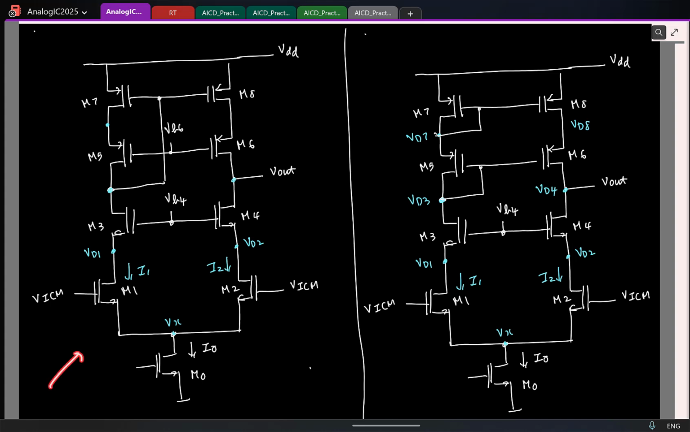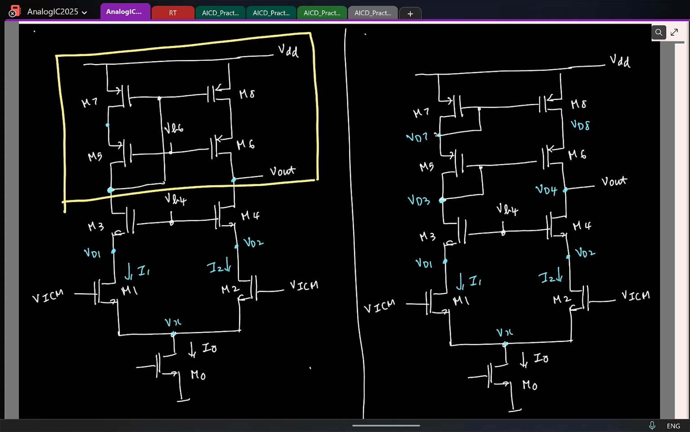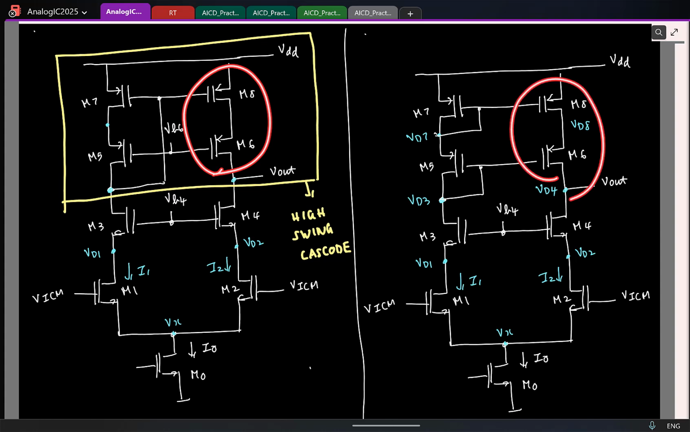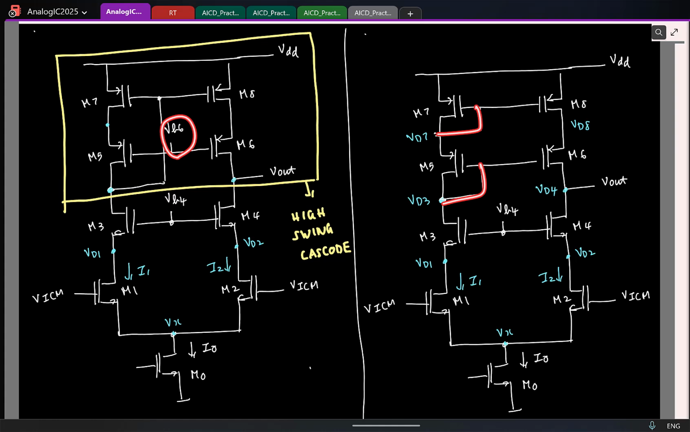So now left side is better. So this part in particular, because this is the only thing that is different, right? So this is called the high swing cascode, because the output swing is higher. Because this is also a PMOS cascode, this is also a PMOS cascode. The only difference is in biasing, generating the bias voltages here. Correct? Here you didn't have to generate any additional voltage, you could directly get this.